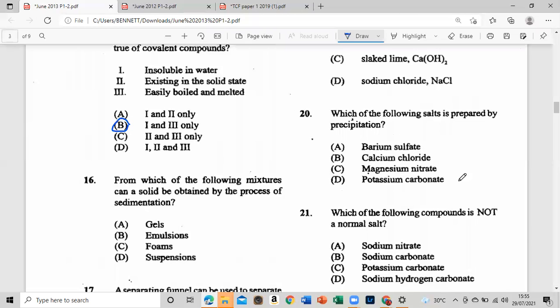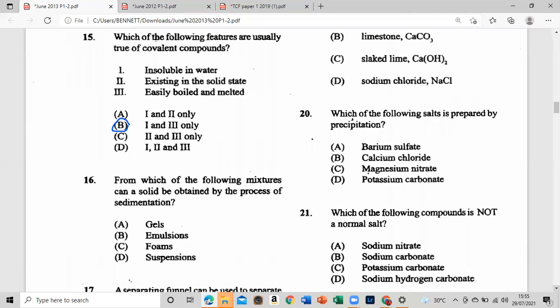Alright, 16. From which of the following mixtures can a solid be obtained by the process of sedimentation? Is it gel, emulsions, foams, or suspensions? Number 16 is D, suspensions.